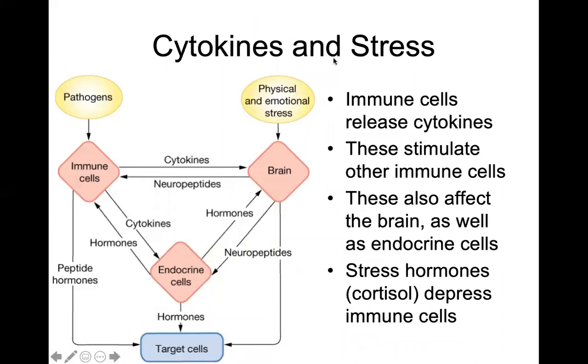Once again, cytokines and stress. Cytokines happen, and they interact with immune cells, the brain, and endocrine cells. What this is showing is what Dr. B was talking about earlier in class. Primarily we think of cytokines as being involved in the immune system, but they actually have other roles in the body as well, which we don't really have to go over.